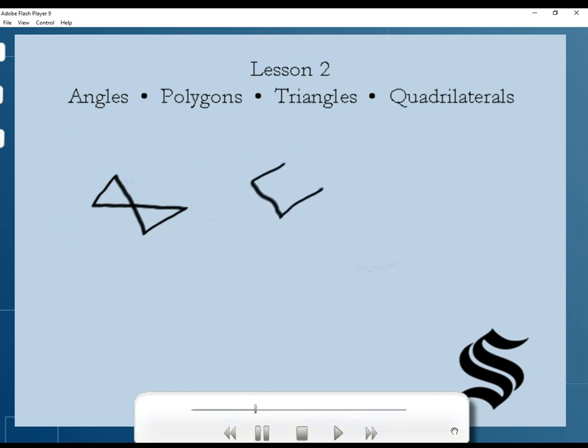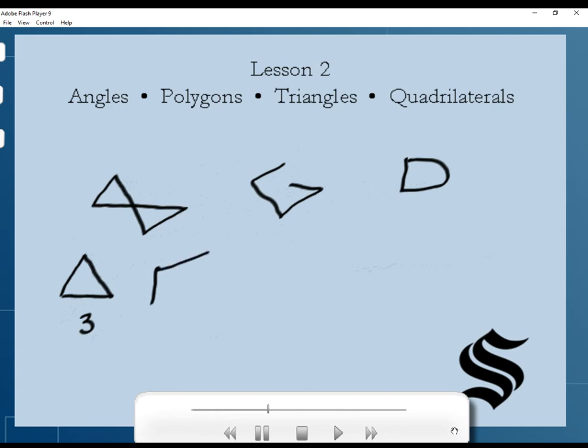This also is not a polygon because it's not a closed figure. This is not a polygon because it has a curved part to it. A polygon is a closed figure with straight lines like this. This is a polygon, and it's a special one. It has 3 sides, so it is called a triangle.